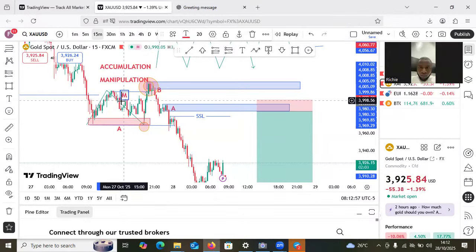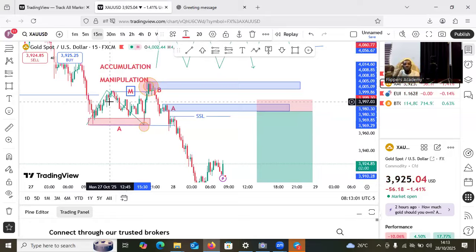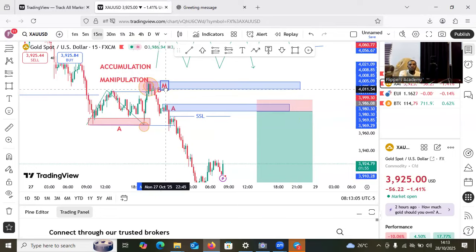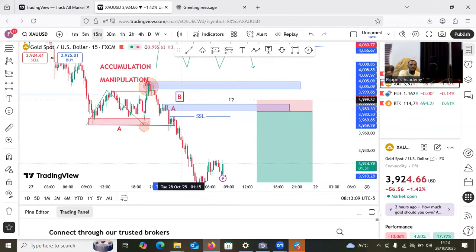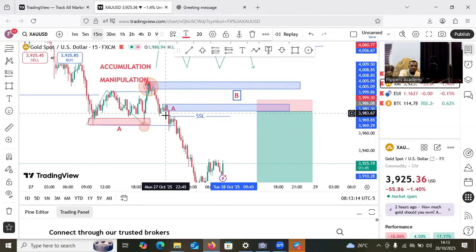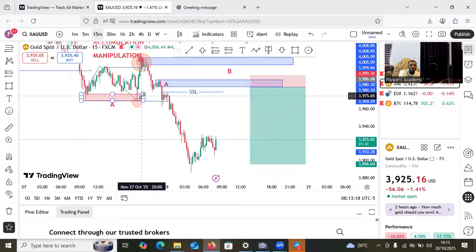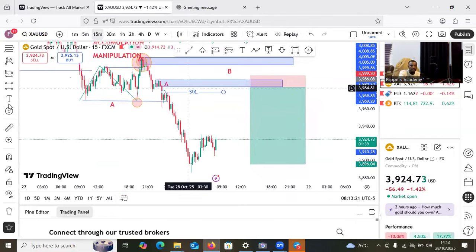After manipulation takes place, what is the next sign you need to see? Distribution. There must be a distribution. What is that distribution? This is the distribution. After price swept it out, we see an impulsive move pushing the market down, breaking out from this previous low, which gives us a break of structure to the downside.